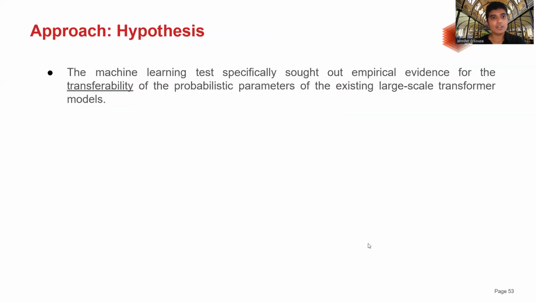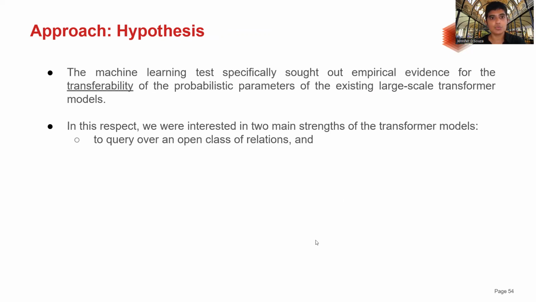So now let's take a look at our approach. Our approach is predicated on the following hypothesis. Our machine learning task specifically sought out empirical evidence for the transferability of the probabilistic parameters of existing large-scale transformer models at the time of writing of this work.